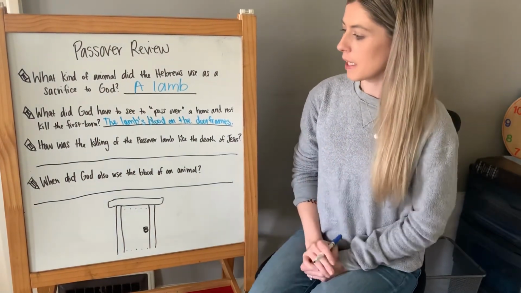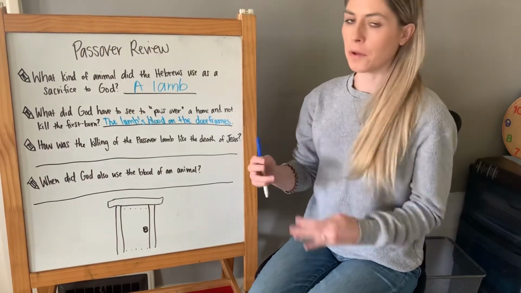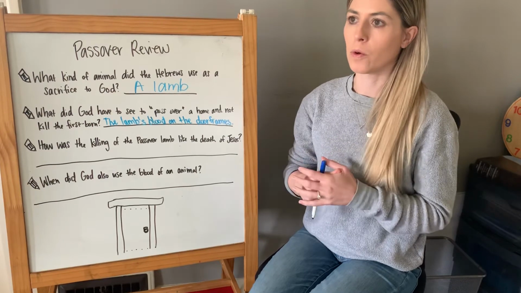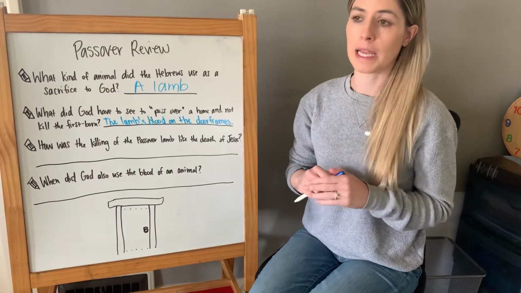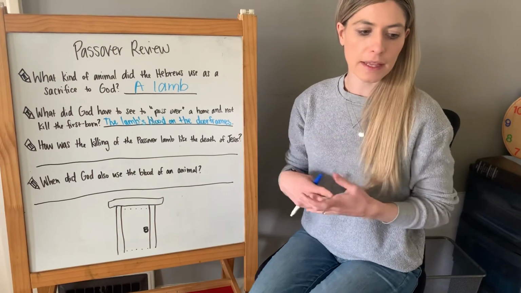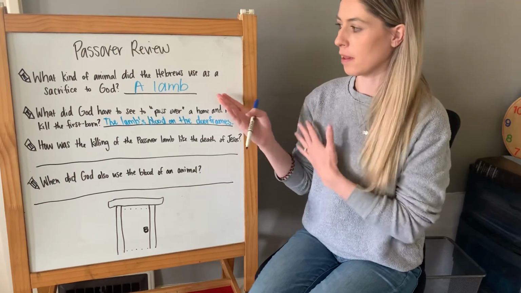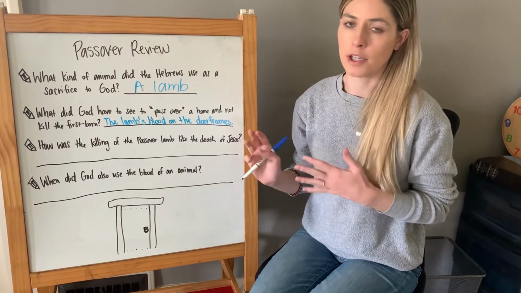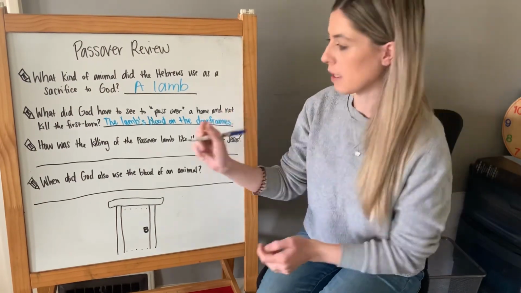Third question, how was the killing of the Passover lamb like the death of Jesus? Well, both of them had to be perfect. We already know Jesus is perfect, but God set the rule that the lamb that was sacrificed during the original Passover plague had to be perfect, without blemish, nothing wrong with it. The second thing was that in both situations, blood had to be shed. The lamb's blood had to be painted on the door frames, and when Jesus died, his blood had to be shed in order to cover our sins. So, if you need extra room, you can write down underneath.